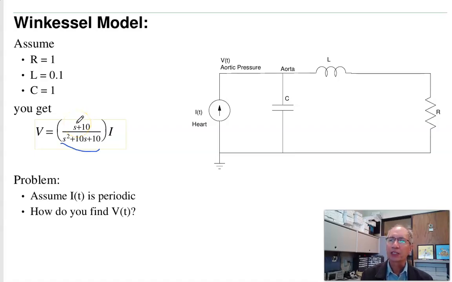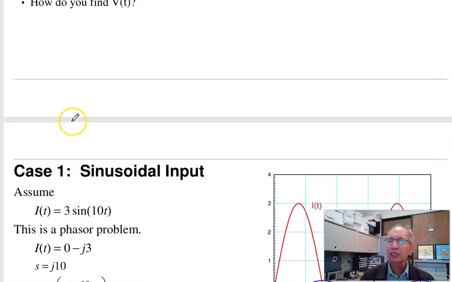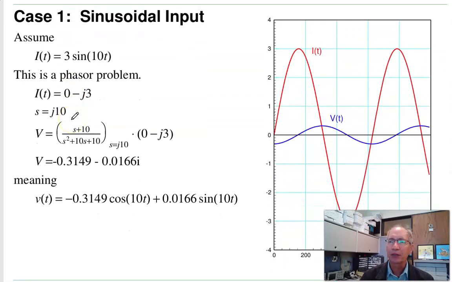Now coming back to this lecture, suppose I is periodic. How do you find V? Well, that kind of depends. If the current is a sine wave, then I can find the voltage using phasors. So for example, suppose the current is 3 sine of 10t. This is a phasor problem. This is the gain everywhere. All I care about is what's the gain at the frequency of the input. The frequency of the input is 10 radians per second. So analyze this at s equals j10.